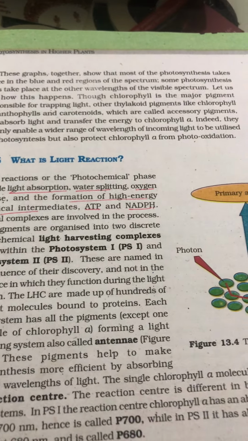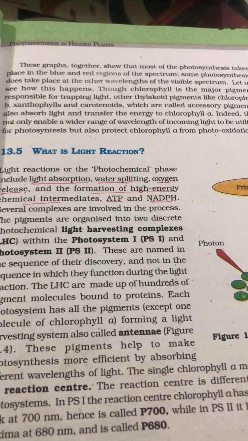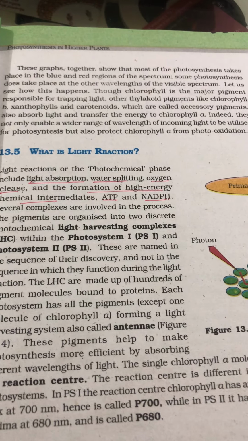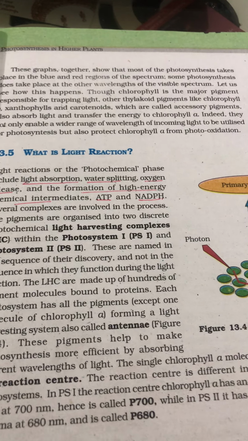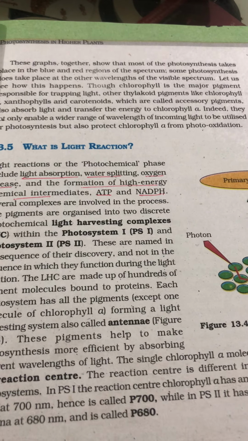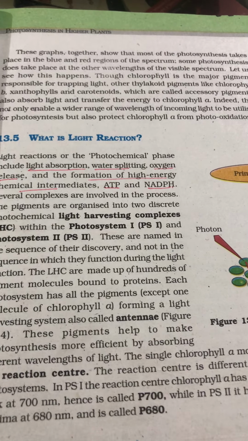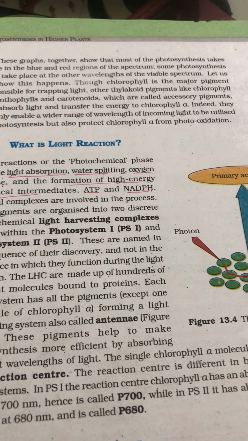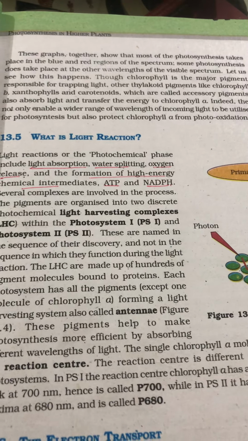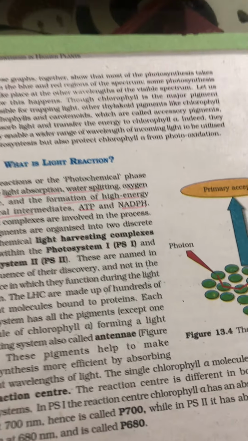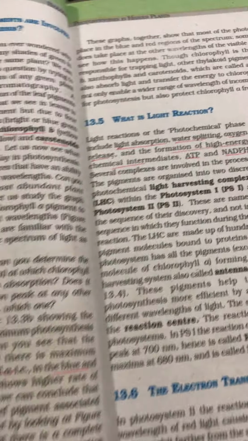Though chlorophyll A is the major pigment responsible for trapping the light, other thylakoid pigments like chlorophyll B, xanthophylls and carotenoids, which are called accessory pigments, will absorb the light and transfer the energy to chlorophyll A. Indeed, they not only enable a wider range of wavelengths of incoming light to be utilized for photosynthesis but also protect chlorophyll A from photooxidation. So this is all about the pigments.